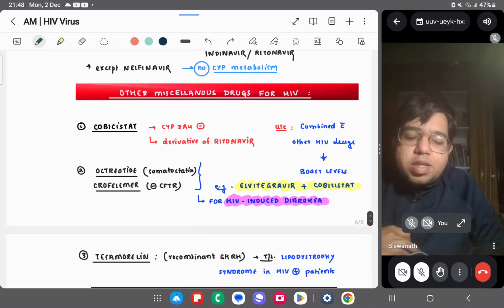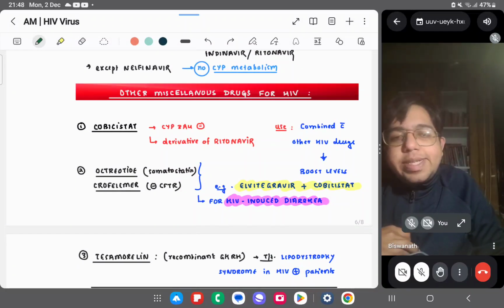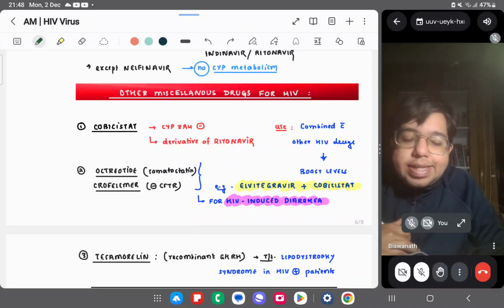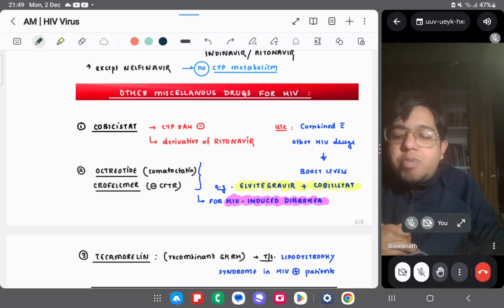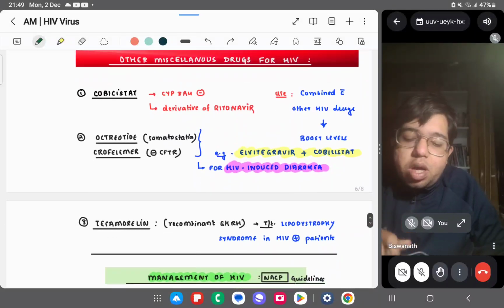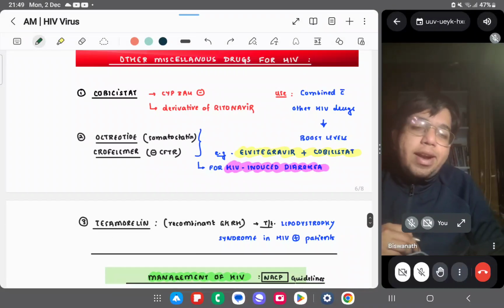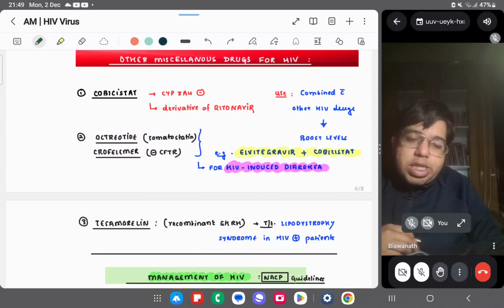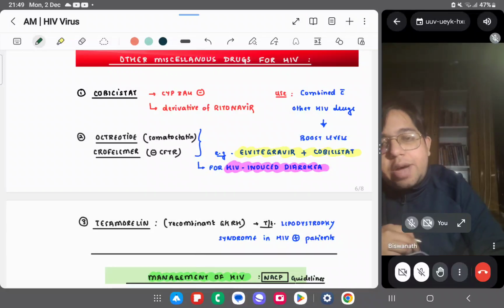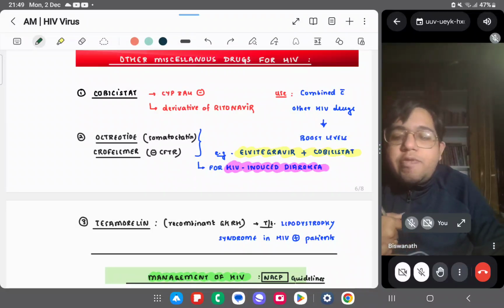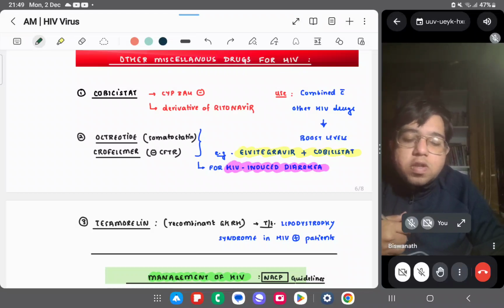Other miscellaneous drugs, we can have cobicistat. Cobicistat means C is there, right? C is there. CYP3A4 inhibitor. Okay, not much important. We can use octreotide and crofelemer. You must have read in GIT chapters as well. These are basically used in HIV-induced diarrhea. If time permits, I will take a session on diarrhea also. So octreotide and crofelemer are used in HIV-induced diarrhea, right?